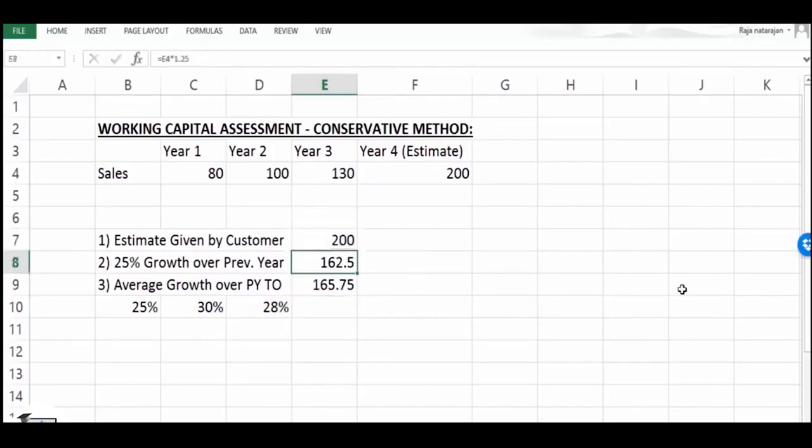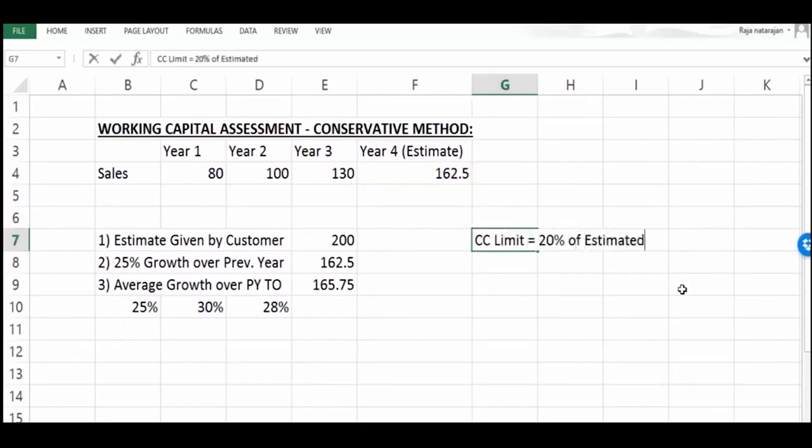So now the bank would take one figure as an estimate. Which figure? Of the three, whichever is lowest. So the bank would consider only this figure because this is very conservative. So this is going to be the estimate which they are going to consider. Now it is only on this estimate they will apply a percentage. So they may say CC limit is nothing but 20% of estimated turnover.